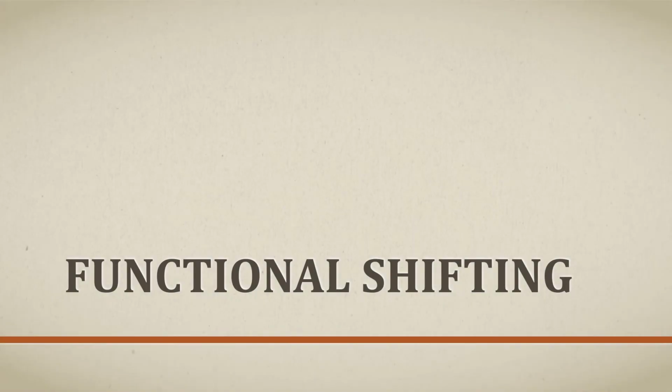Functional shifting is a linguistic term, and it occurs, according to Curzon and Adams, when a word formed in one lexical category moves to another category. So in more common terms, it's really when a word is going to move from one category to another, like a verb moving to a noun or a noun to a verb.